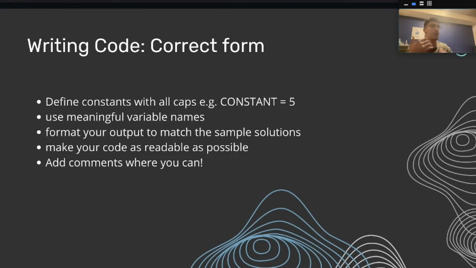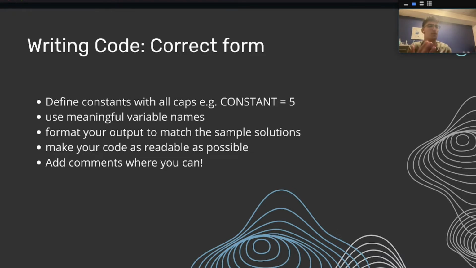So there's a correct and an incorrect way to type code. First things first, we want to define constants, which are numbers, or not even numbers, but any variables that we can use throughout the entire file, with all caps. So constants are always going to be in all caps. We want to use meaningful variable names.